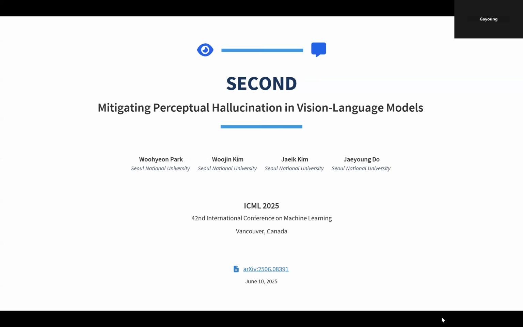Okay, today is August 12th, 2025. I'm going to introduce you to the paper, "Mitigating Perceptual Hallucination in Vision Language Models." It was an ICML 2025 paper.